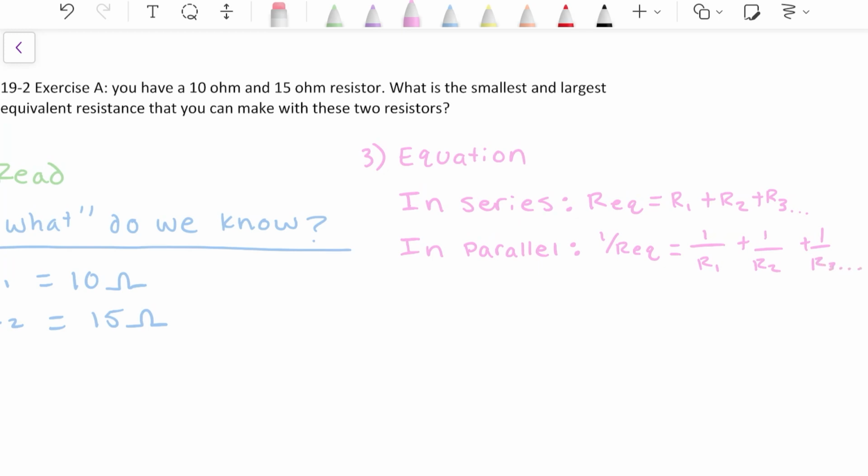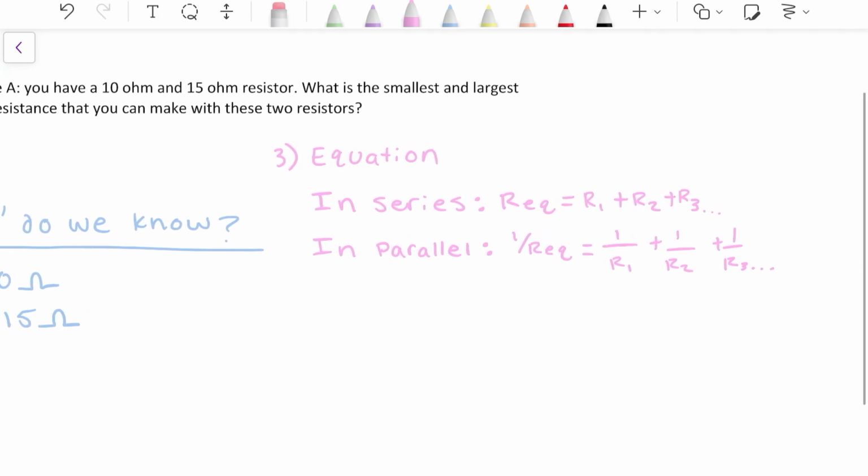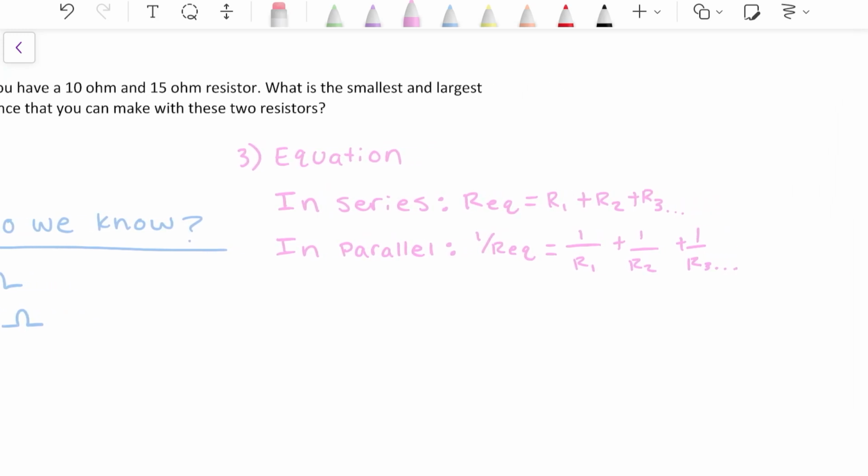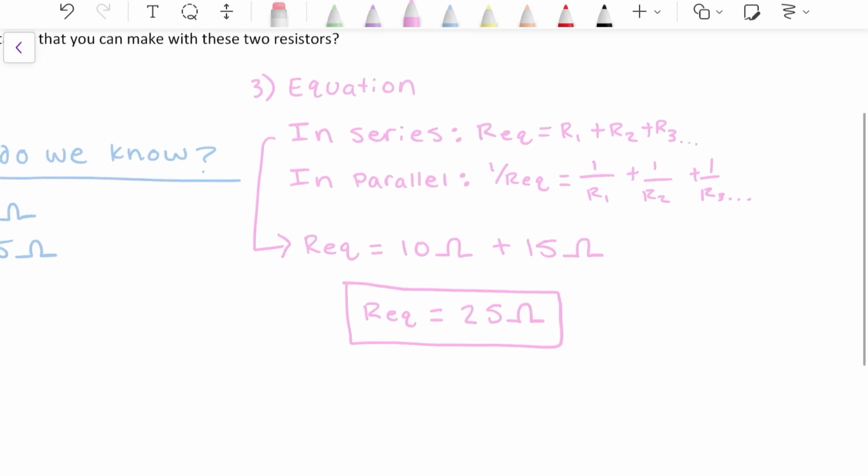Now that we have these two equations, we can plug in the values from the what do we know section. So we can write Req in a series circuit is equal to 10 ohms plus 15 ohms, which is equal to 25 ohms. In a parallel circuit, we can write 1 over Req is equal to 1 divided by 10 ohms plus 1 divided by 15 ohms.